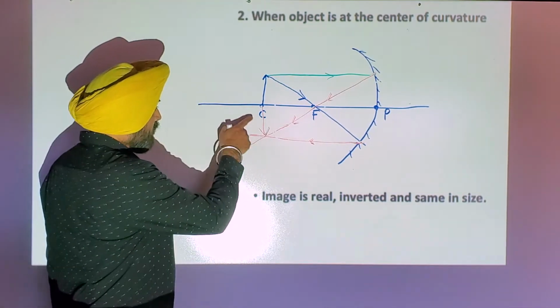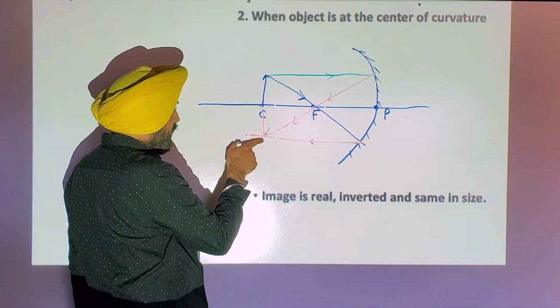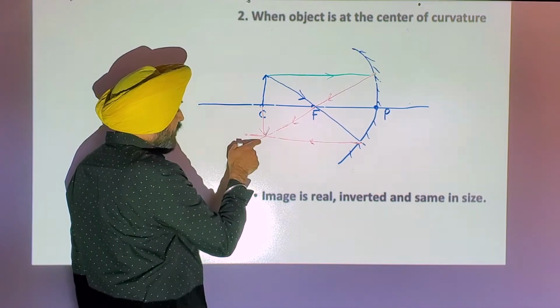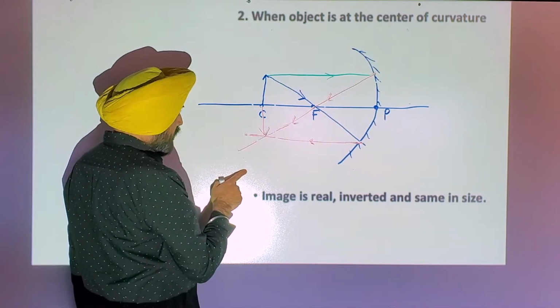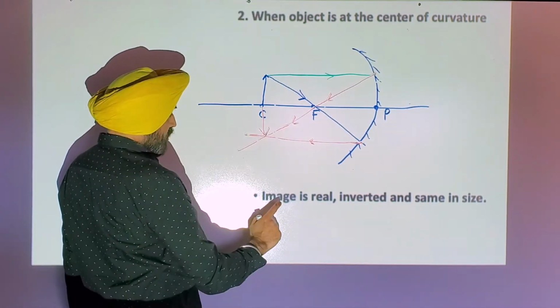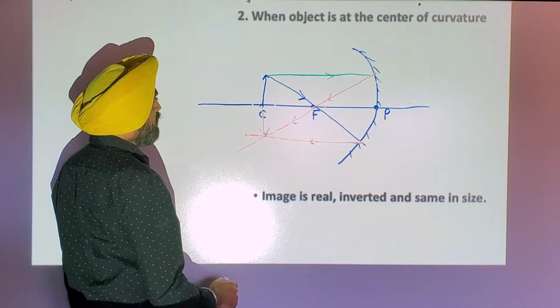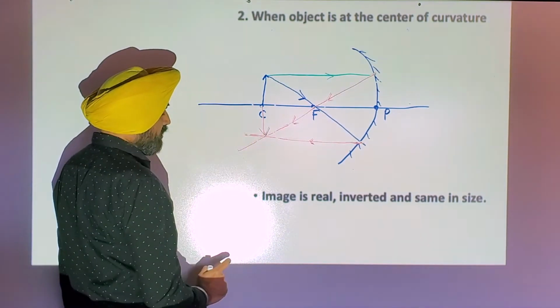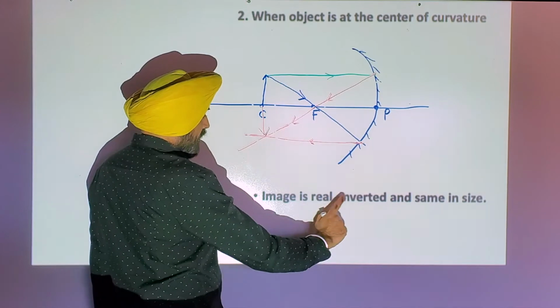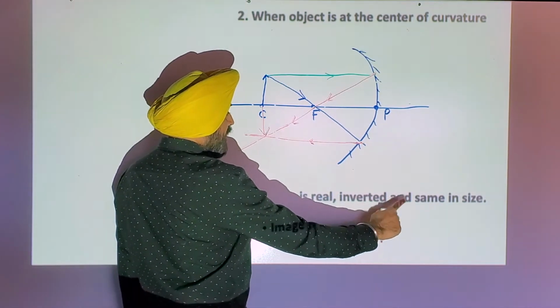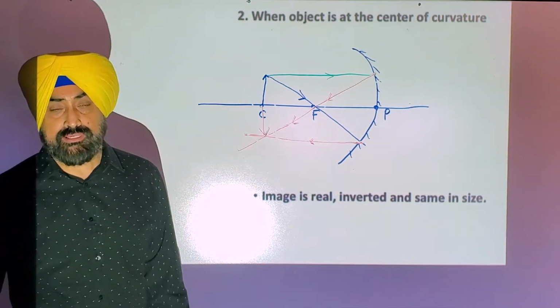See, the image formed is at the center of curvature, it is inverted, in front of the mirror and same size. So the property of the image formed when the object is at the center of curvature: image is real, inverted and same size as the object is.